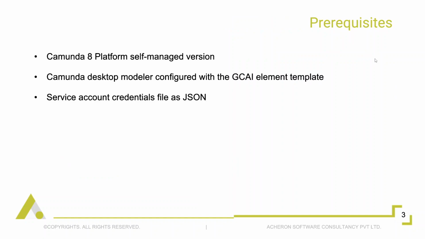The prerequisites for this connector to run are a Camunda Platform self-managed version, whether it is the Docker version or the Kubernetes Helm version, whichever self-managed version you are going to use. The self-managed version is a must. Along with that, you need the Camunda Desktop Modeler, configured with the GCA element template for accessing the element template inside it. Also, a service account credential file as JSON from GCP is needed for this connector to be able to authenticate.